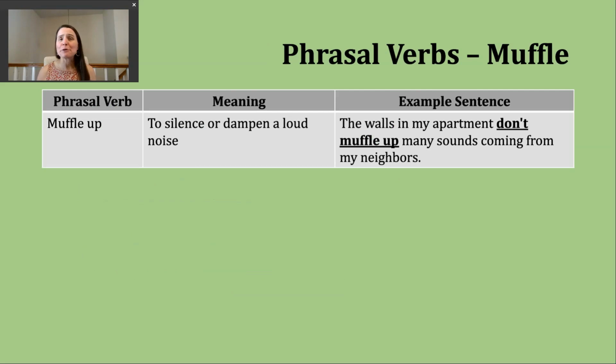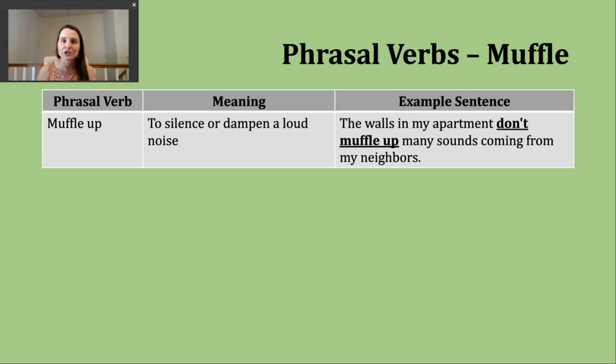Now, there's one phrasal verb you might hear, and that is muffle up. It ties back to our first definition of trying to silence something or dampen, kind of reduce how loud a particular noise or sound is. An example of this might be, the walls in my apartment don't muffle up many sounds coming from my neighbors. So whatever sort of insulation that exists in these particular walls isn't helping reduce or dampen the noises that come from one's neighbors.